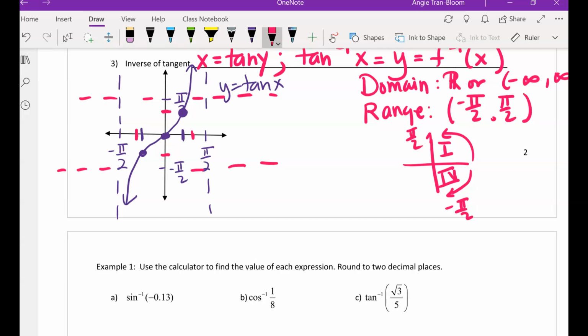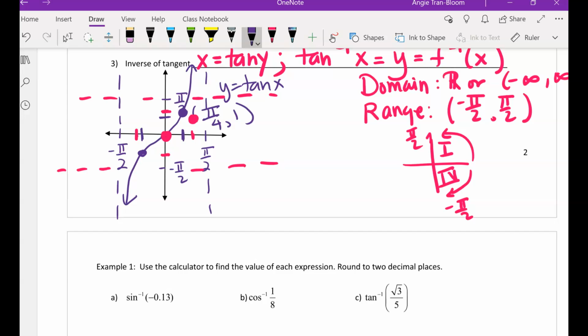Then the dot at 0, 0 is still going to be there. This dot over here is called pi over 4, comma 1. How do we switch that? 1, comma pi over 4. And again, pi over 4 is right smack center there. So I'm going to make a dot at 1, comma pi over 4. There's my 1, comma pi over 4 dot.